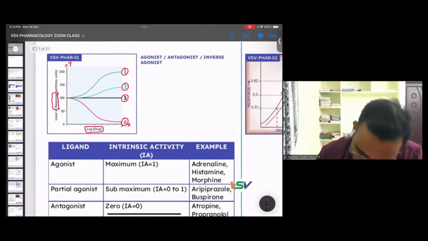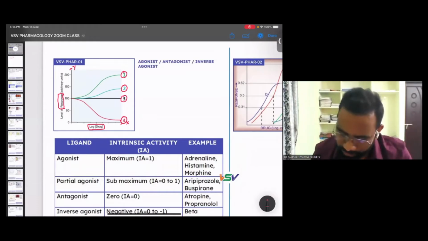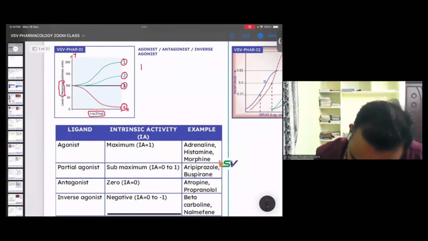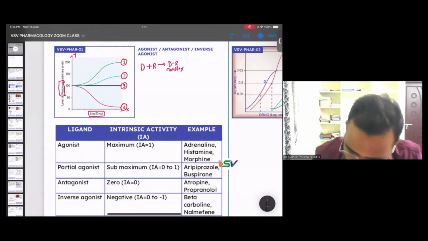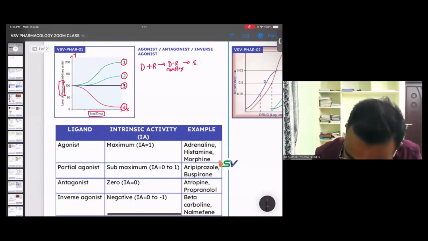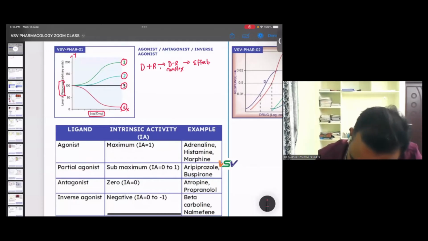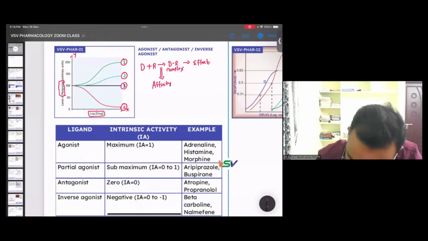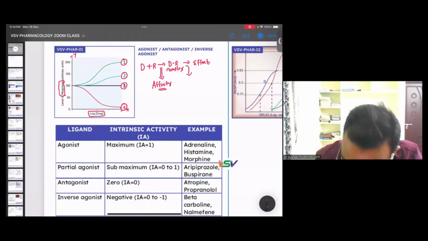Before going to the name of the first graph, let me put a small introduction in front of you. We have a drug. It always tries to combine with the receptor, forming a drug receptor complex, and this drug receptor complex always forms an effect or action, whatever it may be. The ability of the drug to form the drug receptor complex is termed affinity, and the ability of the drug receptor complex to create the effect is called efficacy.